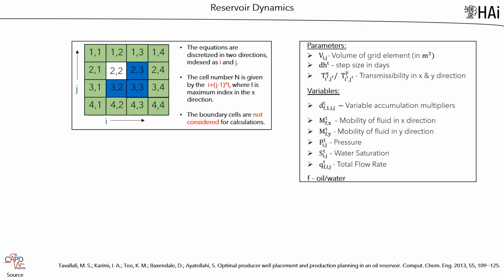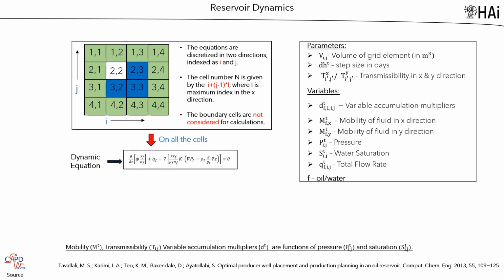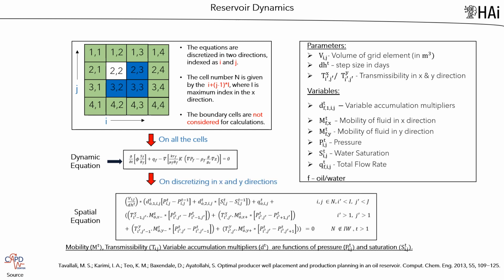The F subindex represents oil and water. As a result of the movements of oil and water in the reservoir, two balance equations must be satisfied, which determine the pressures and quantities of oil in each cell. The first equation defines the dynamics of the reservoir over time, relating t to t plus 1. The second equation defines the spatial dynamics, relating cell ij to all its neighboring cells, for each period t. In this way, a simplified simulation model is included as part of the optimization model equations.